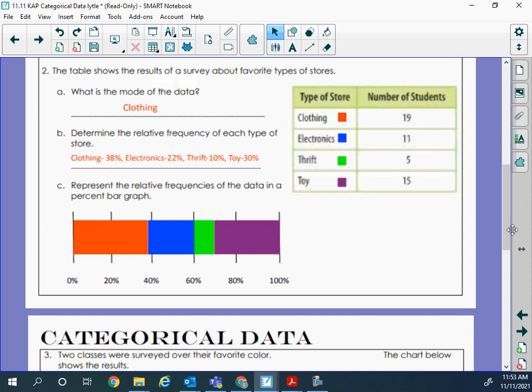Let's look at the next one. The mode was clothing. Did you guys get that? Yes. Okay, the relative frequency of each type. Did you get 38% for clothing? Yes. 22% for electronics? Yes. 10% for thrift? Yes. And 30% for toy? Yes. And then your bar graph, I know yours doesn't have colors, but as long as you had some kind of a key next to your thing over here with dots or whatever, how did we do?